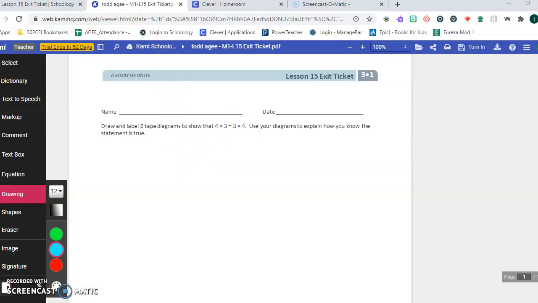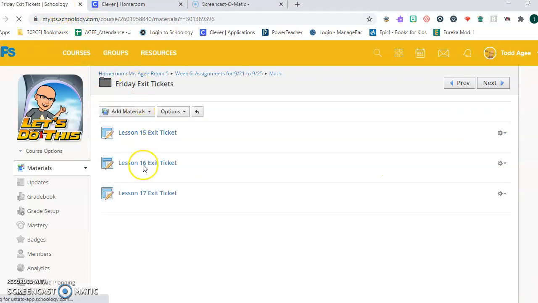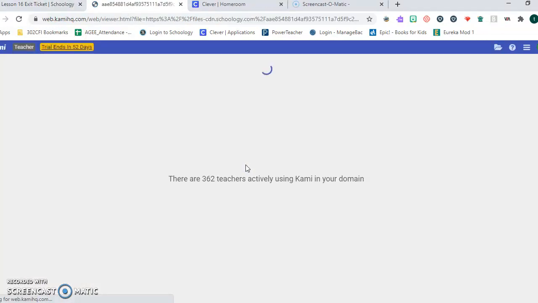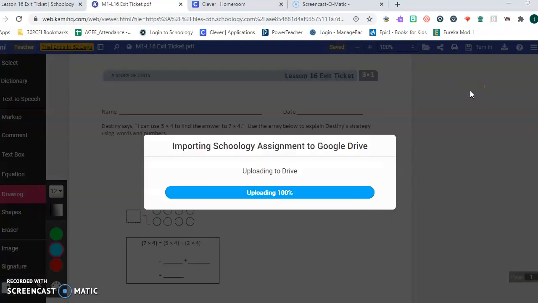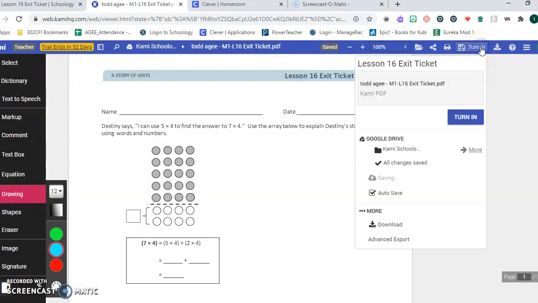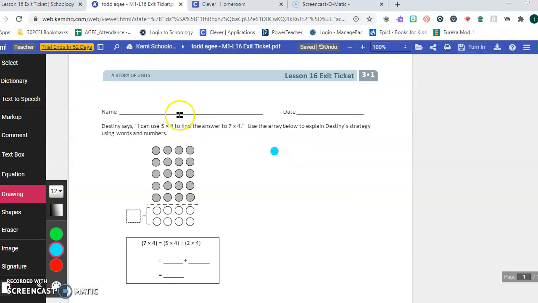All right. If you look at the next exit ticket in the folder here. In lesson 16, you open it with Kami again. Don't forget, when you submit, after you finish putting the work on, you have to actually click the turn in button 2 times. When you click it here, you got to click it again here to submit it. Okay, this one we focused on the distributive property, which is basically breaking up a problem into smaller problems and then putting it back together at the end.